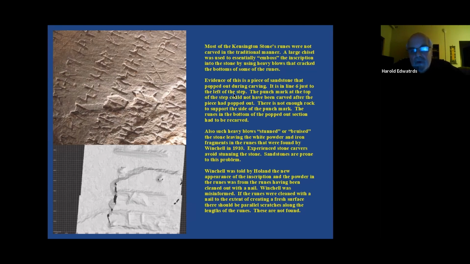Winchell was told by Holland that this came from scratching the stone with a nail. And that is not the case, because when we look at the ruins, if you'd cleaned out the ruins with a nail, you would see scratch marks on the faces of these ruins, and they don't appear anywhere.